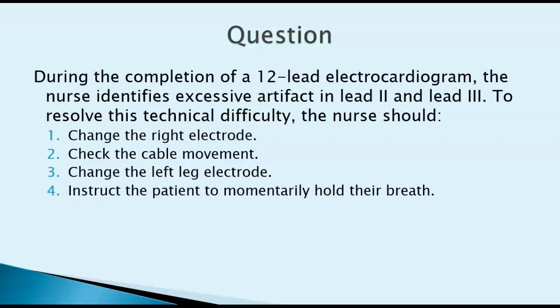So let's go back to our question. During the completion of a 12-lead EKG, the nurse identifies excessive artifact in leads 2 and 3. To resolve this technical difficulty, the nurse should what? Change the right electrode, the cable movement, the left leg electrode, or instruct the patient to momentarily hold their breath. Since that is the bottom of the heart, your answer is change the left leg electrode, because that goes together. Left leg, 2 and 3, they all go together. So you change that left leg.